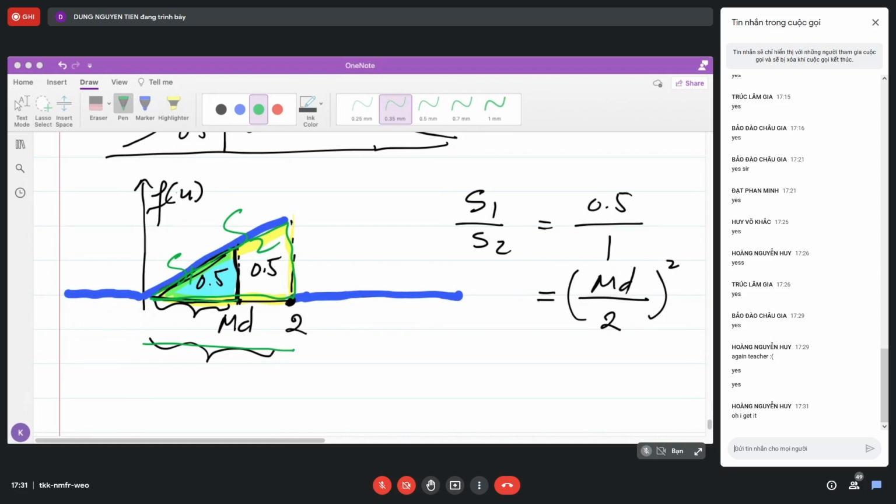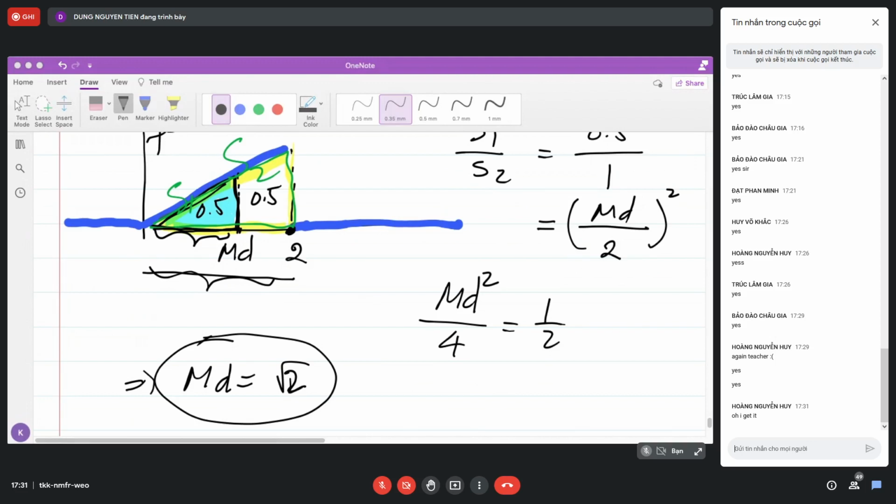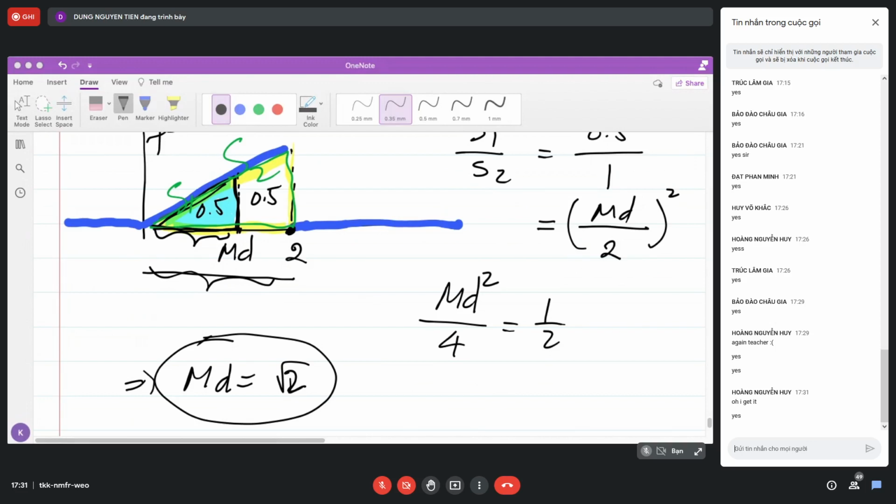Okay. So you come up with this equation: MD squared over 4 equals 1/2. That's why MD is the square root of 2. So the square root of 2 is the median of the distribution. Do you understand? May I move on?